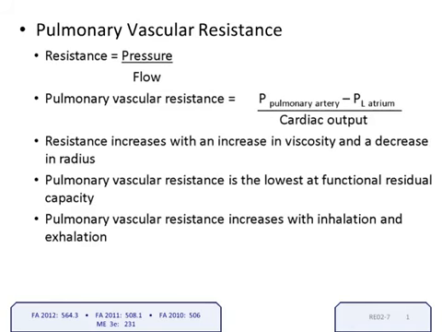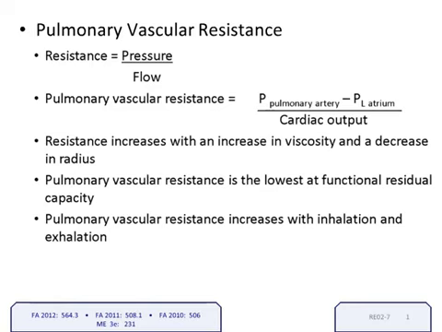So one final point about the pulmonary circulation before we end this lecture, basically just that we have to comment on pulmonary vascular resistance. And as I already said, pulmonary vascular resistance is normally quite low in the pulmonary circulation. The way that we can calculate pulmonary vascular resistance is extremely similar to the way we learned how to calculate the systemic vascular resistance. It's just going to be basically resistance equals pressure divided by flow.